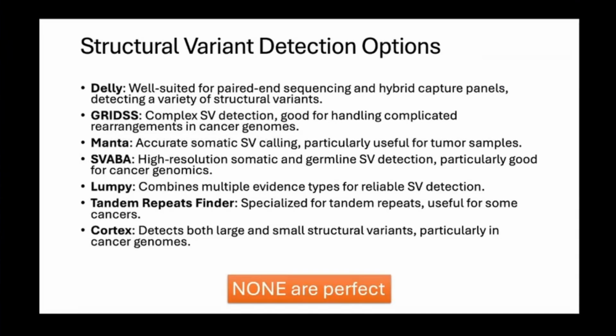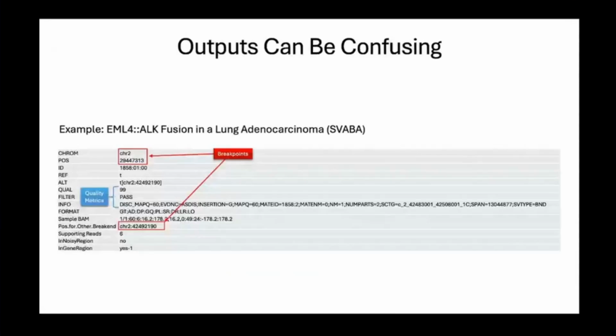This is a list of different structural variant callers. If you ask around at various different clinical labs, you'll get a lot of different answers about which ones they use. And many of them use multiple callers. We use SVABA here, but I would not say we're overly happy with it. And we're evaluating others now to see if we can squeeze out a little more performance. They're all difficult. Here is the output we get from SVABA for an EML4-ALK fusion in a lung adenocarcinoma.